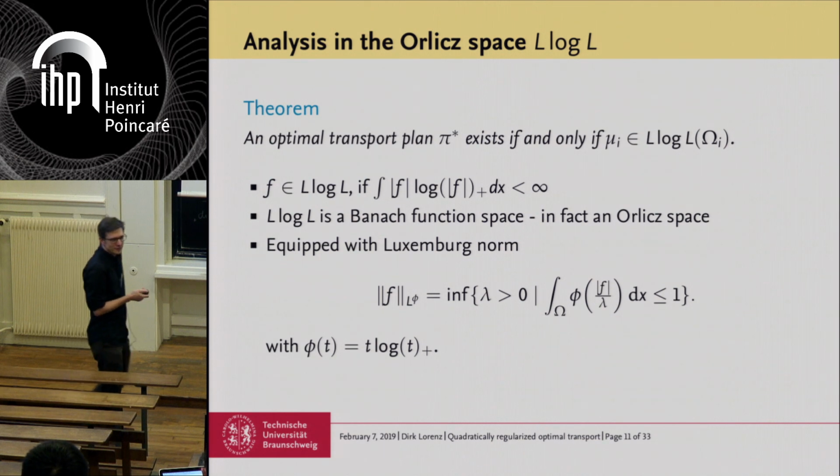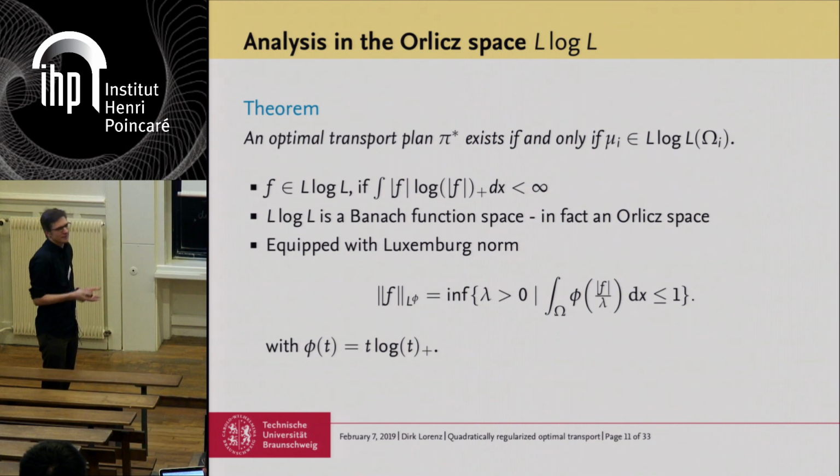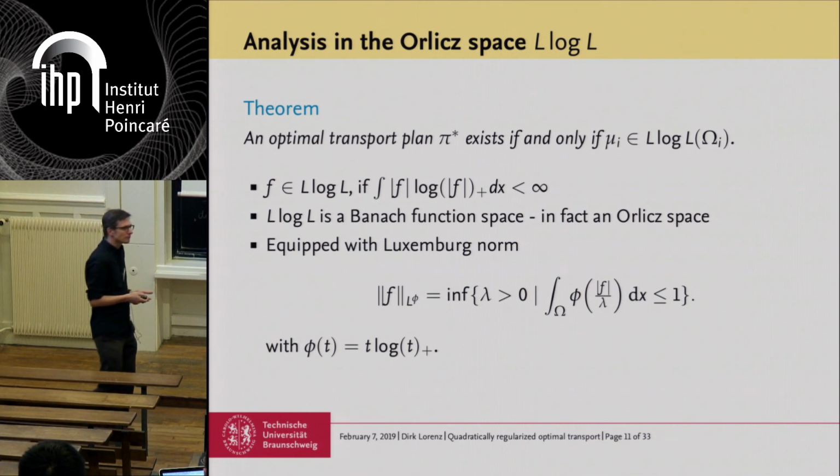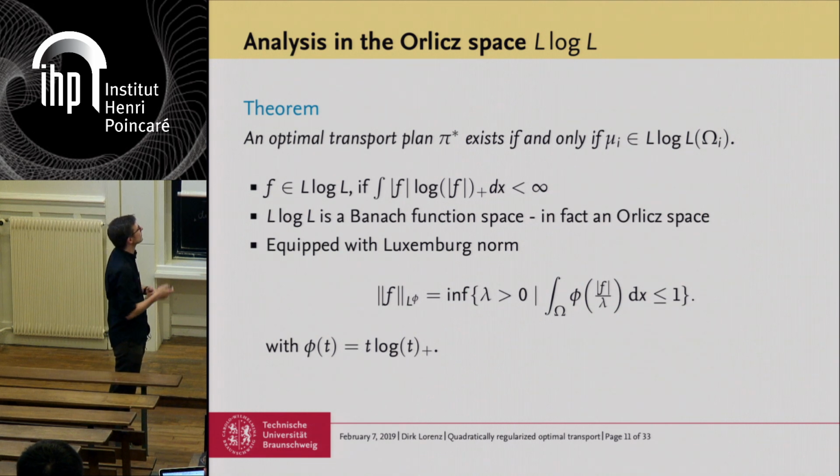So this brings the entropically regularized optimal transport problem into a nice Banach space, L log L, which is actually a part of the whole scale from L1 to L infinity. It's smaller than L1, but larger than all the other L^p with p larger than 1. It's right in between all the L^p and L1.